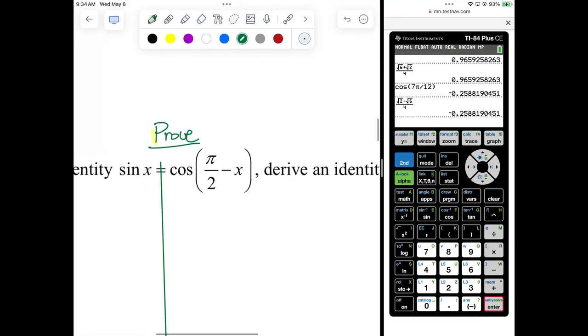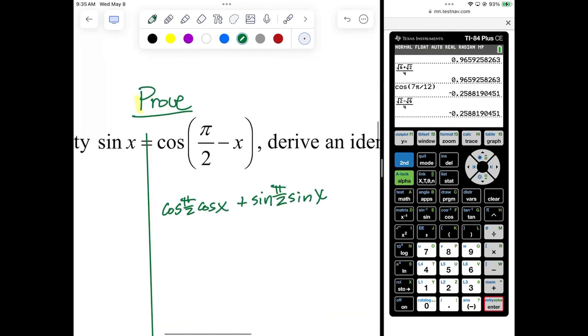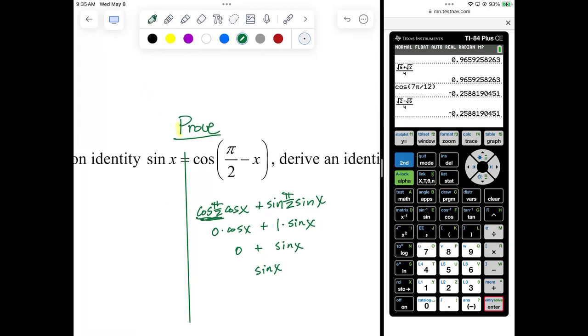Okay, so let's start on the right-hand side. Using the identity, I get cosine of the first, cosine of the second, plus sine of the first, sine of the second. Yes? That's using the identity. We couldn't prove the cofunction identities until we had the composite identities. Now, what's cosine of π/2? So I get 0 times cosine of x plus, what's sine of π/2? 1 times sine of x. What's 0 times anything? 0. So I get 0 plus sine of x, and I get what? Sine of x. We just proved the identity.